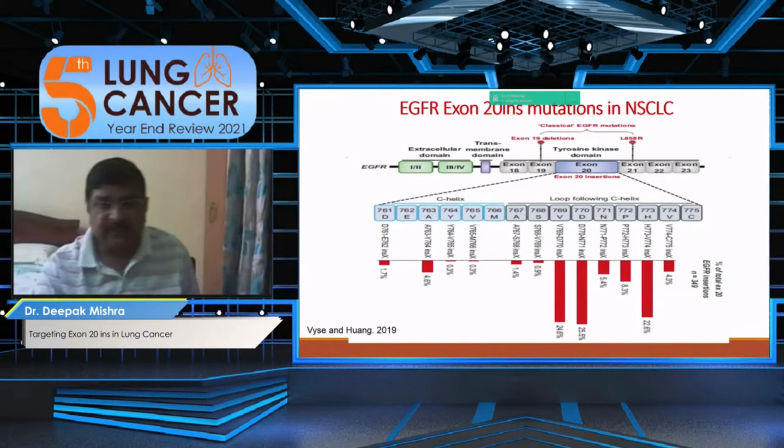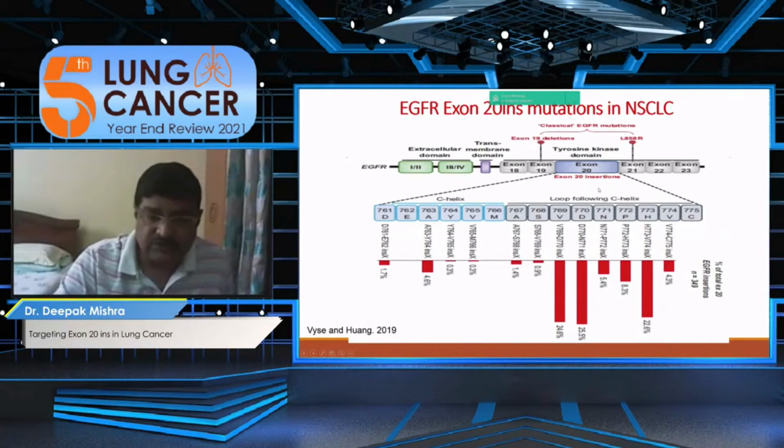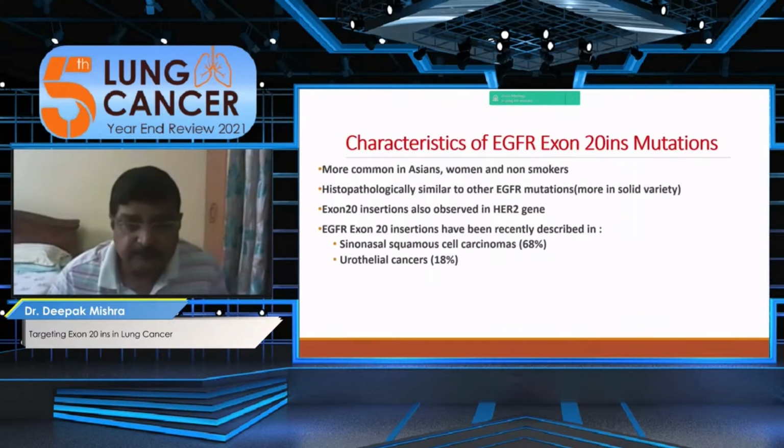This is the schematic diagram where exon 20 lies. This is 18, 19, 20, and 21, where the majority of the mutations lie. Extremely rarely you can find it in exon 22, but the majority of them are in these 4 exons. And our area of interest is exon 20 in this talk. And here you have the insertion mutations, which are actually insertions or duplications, as I mentioned in my previous slide.